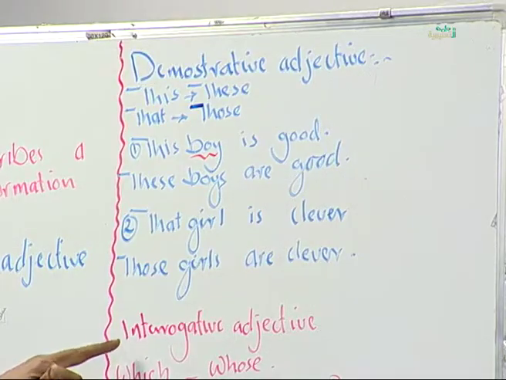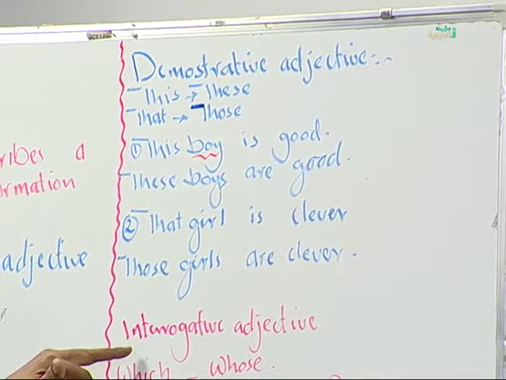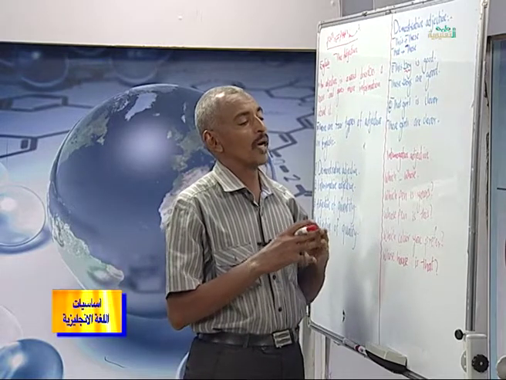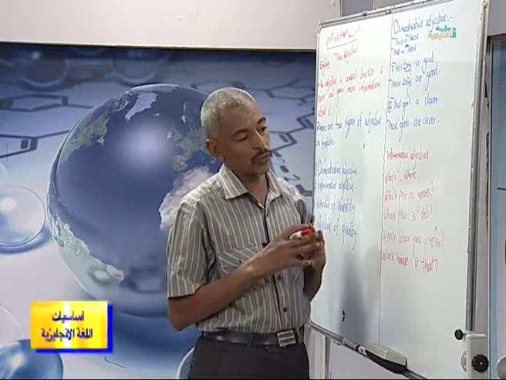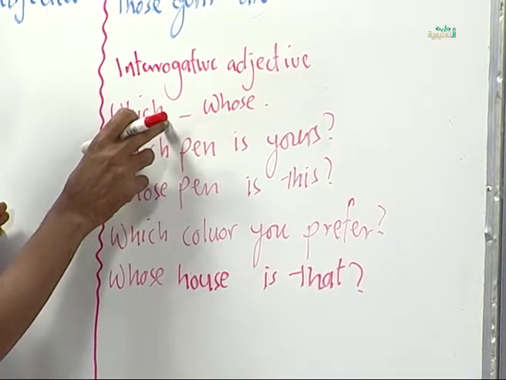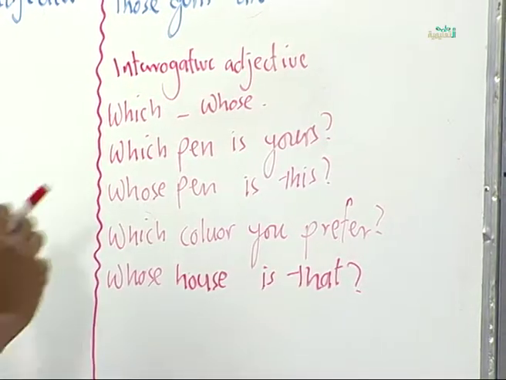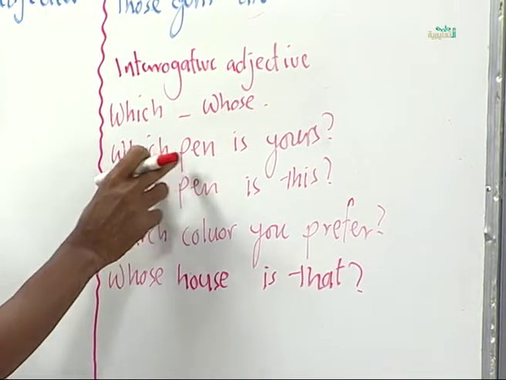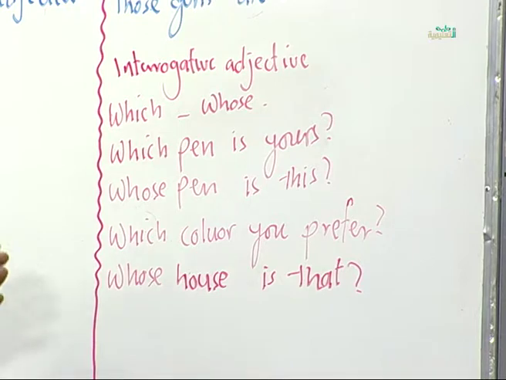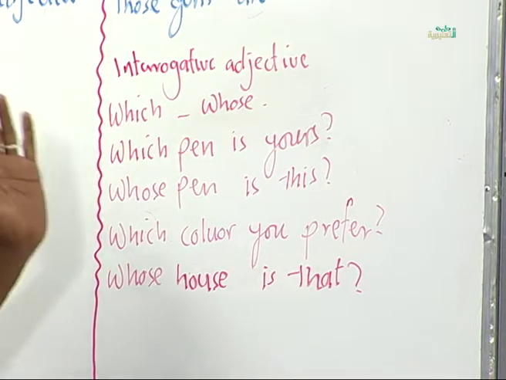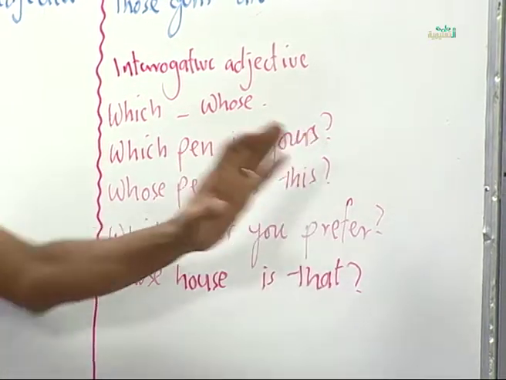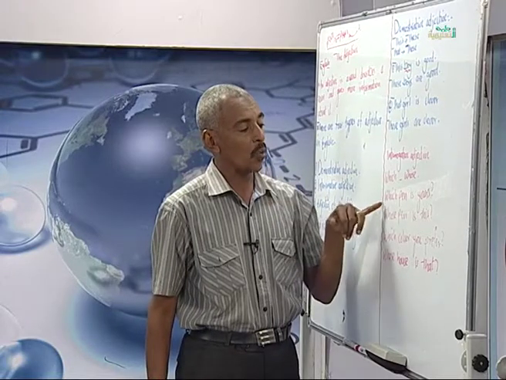Here, we are going to continue, and as you see, interrogative adjectives. An interrogative adjective is used to ask about a noun by using which or whose. And as you see in the example, which pen is yours? This says that there are many pens here, and you ask someone about his pen or her pen. Which pen is yours? Someone is in front of your eyes, and you ask him which pen is yours.